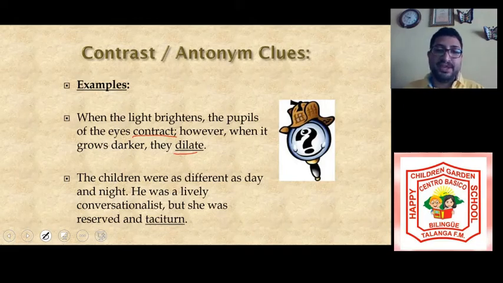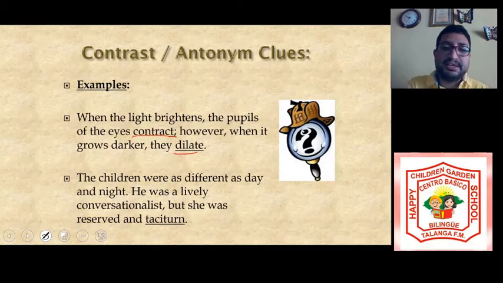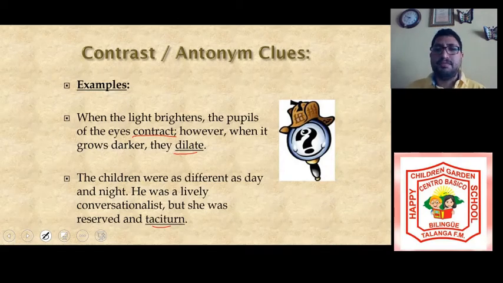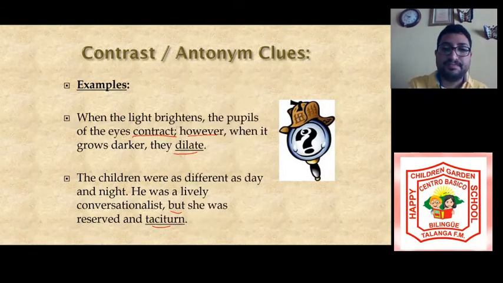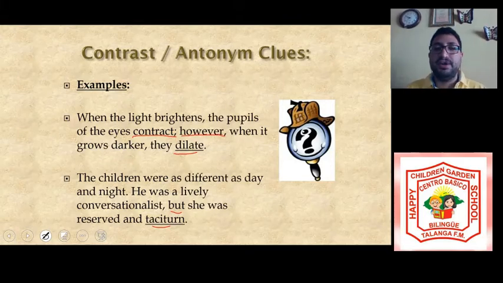He was lively, a conversationalist, but she was reserved and taciturn. What does taciturn mean? He was lively and a conversationalist. So what is the meaning of taciturn? Someone who doesn't speak a lot. So you see, we got that contrast because we got but and however. So we're going to try to find these words to help us find the contrast and antonyms clue.